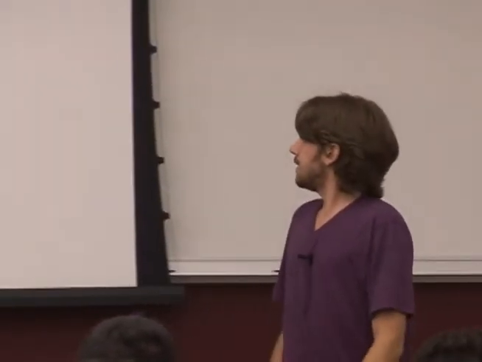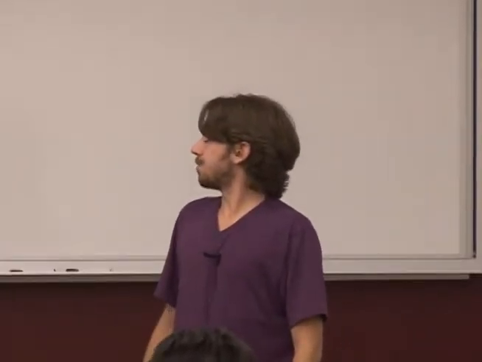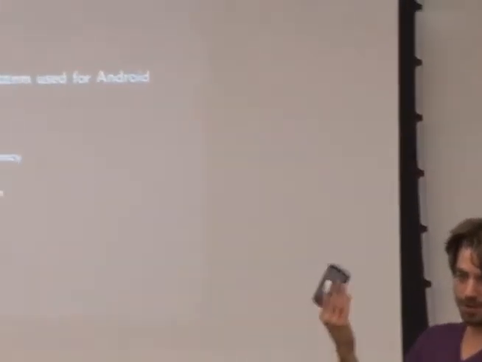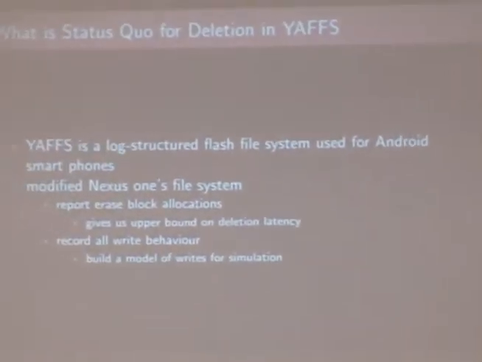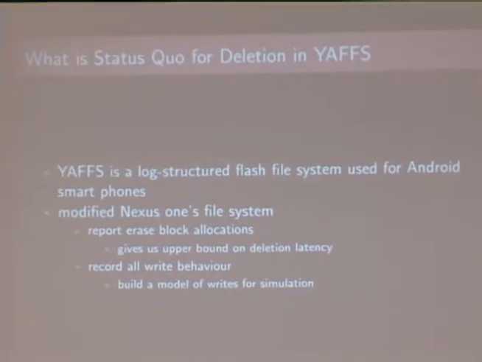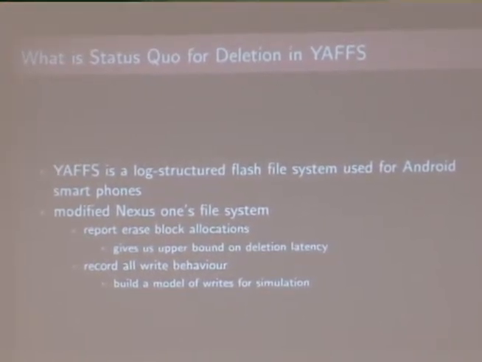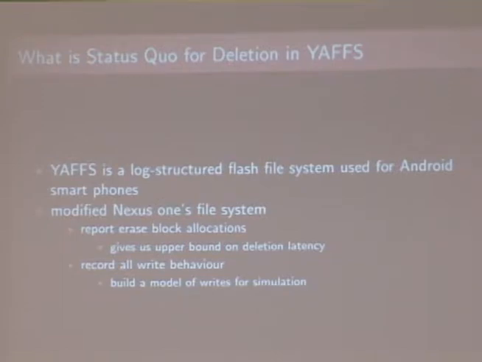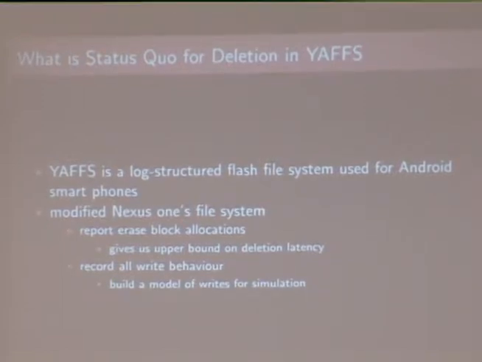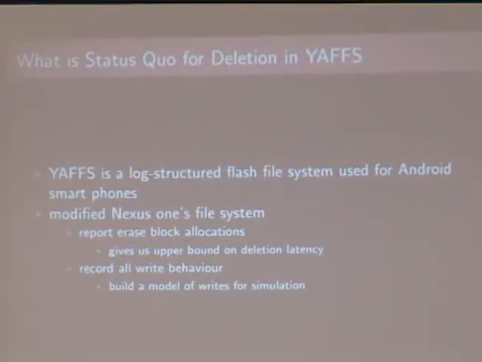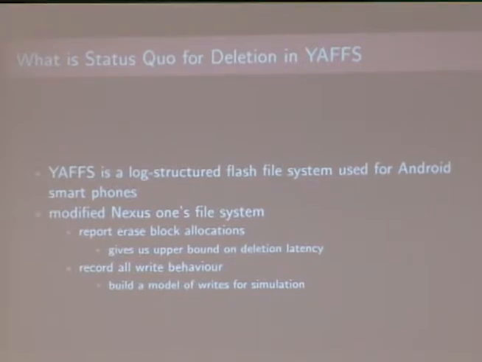So what we did to originally research this problem was we looked at the file system UBIFS, which was being used as the main file system for the Android Nexus One phone. And it's a log-structured flash file system. So it behaves exactly as I described in the introduction. We modified it to report all of the erase block allocations. So whenever it would pick a new erase block and start writing data to it, we would log the time and which erase block it was.